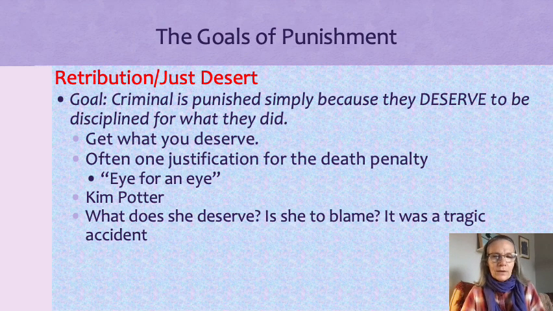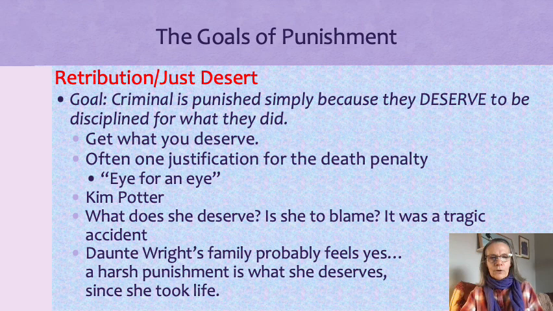What does she deserve in terms of her punishment? And so, as a sentencing judge, let's say that the goal of the punishment towards Kim Potter was she gets what she deserves. Well, the question is what does she deserve? Is she to blame? She said it was accidental. She never intended to get the gun. She thought she had the taser. It was a tragic accident. And so what is just dessert for her?